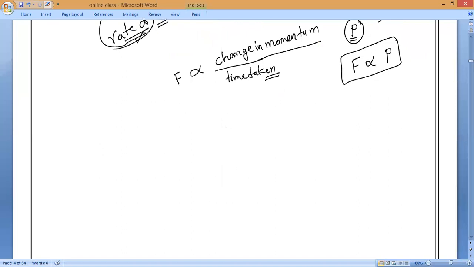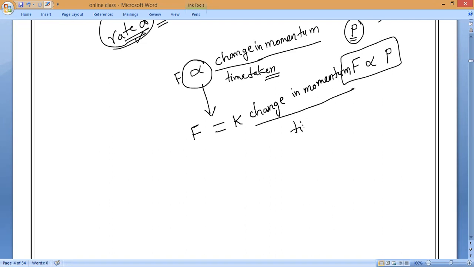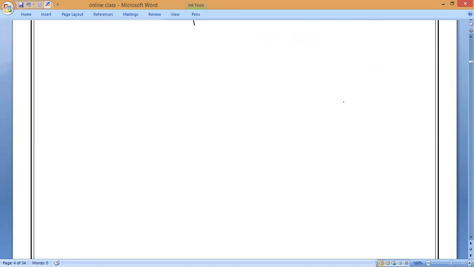Now, in the first chapter and all, if you want to remove the proportionality and bring in the equals to, then what do we have to take? We have to take some constant. So force is equal to constant into change in momentum divided by time taken.